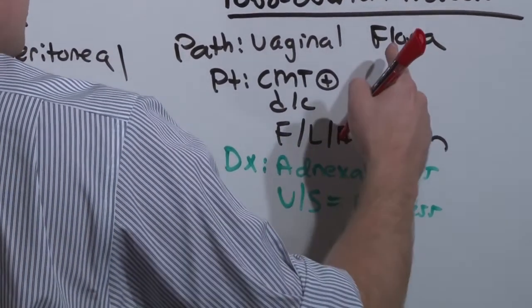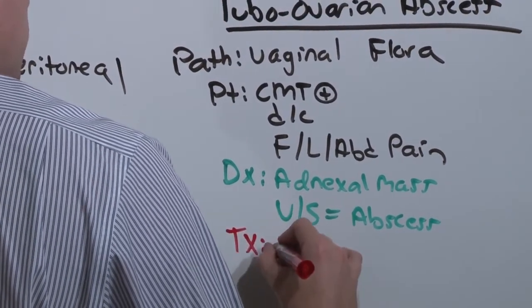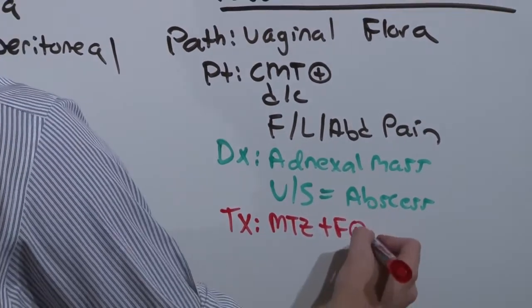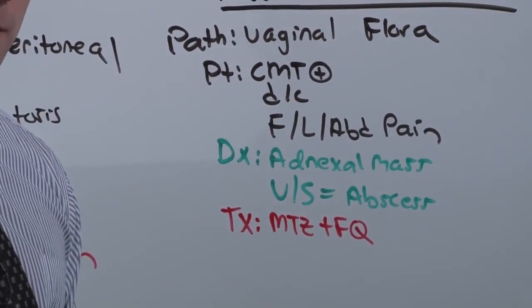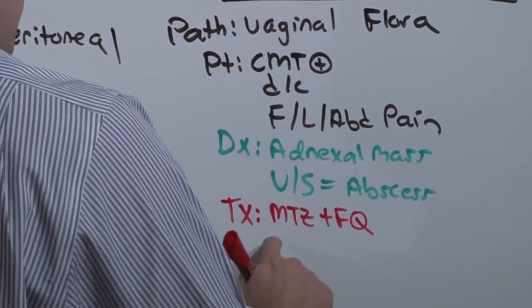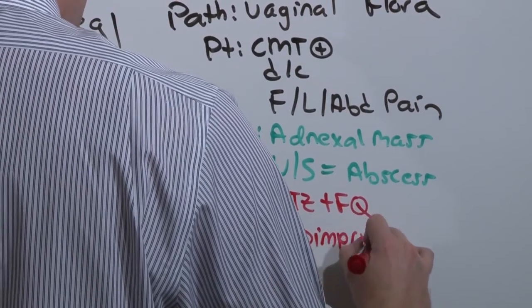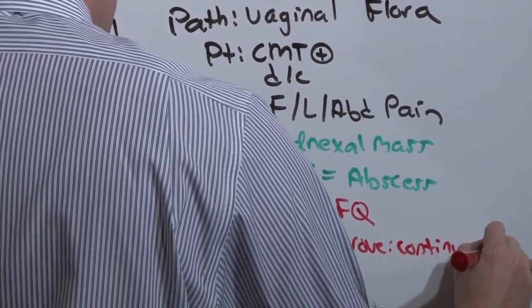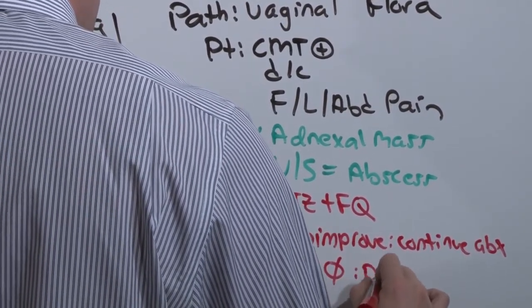Because it is vaginal flora, the treatment changes drastically. You're going to start off with metronidazole and a fluoroquinolone. You can also use ceftriaxone, doxycycline, and probenecid. If antibiotics improve the condition and make the abscess better, you continue antibiotics. However, if she fails to improve, you need to go in and drain the abscess.